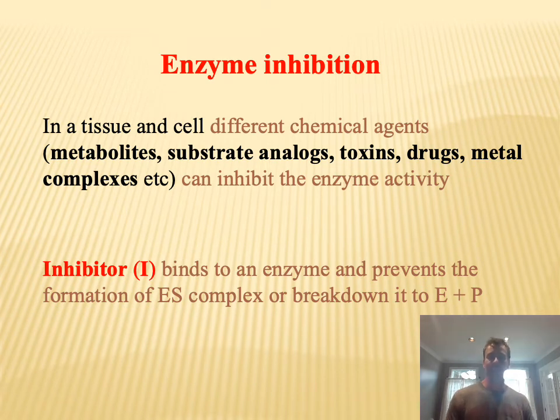In tissues and cells, different chemical agents can inhibit enzyme activity. You can also have endogenous chemicals, like drugs, inhibit those enzyme activities. The inhibitor binds to an enzyme and prevents the formation of the ES complex or breaking it down to the enzyme plus product. So essentially, in that reaction coordinate, you're inhibiting it somewhere along the way. And depending on at which point you're inhibiting it, you're classified as a different type of enzyme inhibitor.